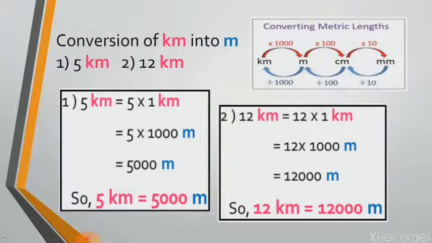Now see, the first example is conversion of kilometer into meter. We have to convert kilometer into meter. It means we have to multiply by 1000. First is 5 kilometer. So 5 kilometer equals 5 into 1000 meter. It means 5000 meter. So 5 kilometer equals 5000 meter. Second is 12 kilometer. 12 kilometer means 12 into 1000 meter. It means 12,000 meter. So 12 kilometer equals 12,000 meter.